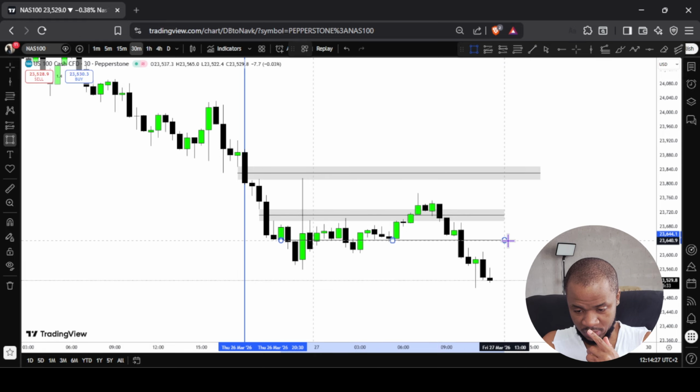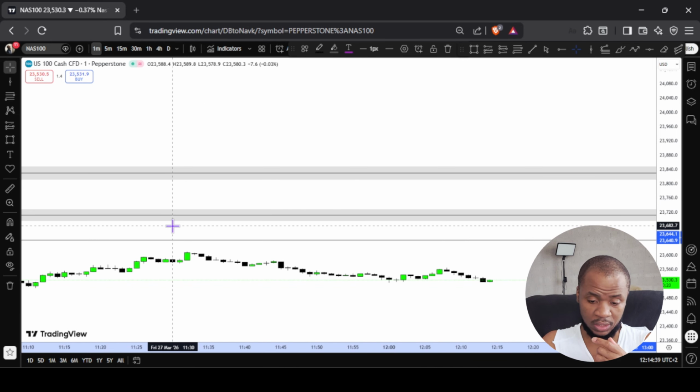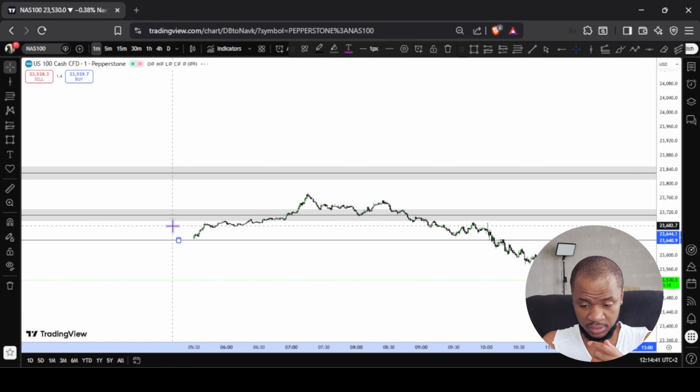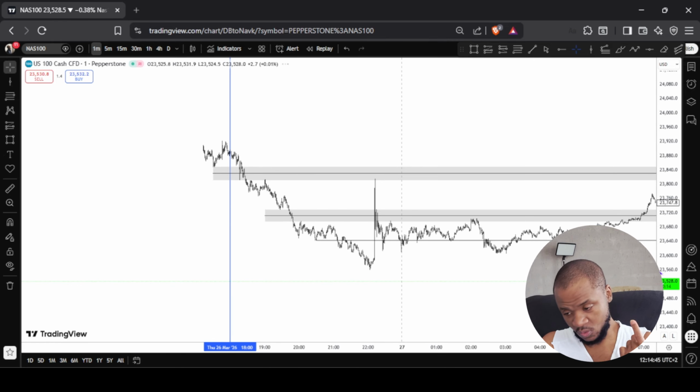Gonna mark up this one as well because it's the one that I use and it's very small. You cannot see it on a 30-minute time frame. You can only see it on a 1 minute time frame. Then I'll drop into a 1 minute time frame, and when I get there, I'll show you what I did.